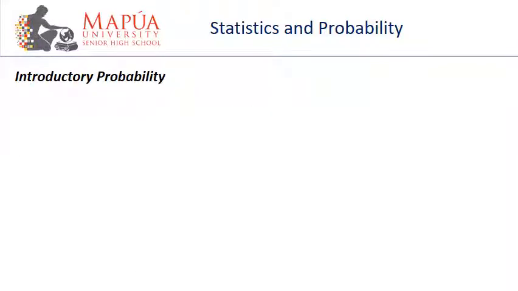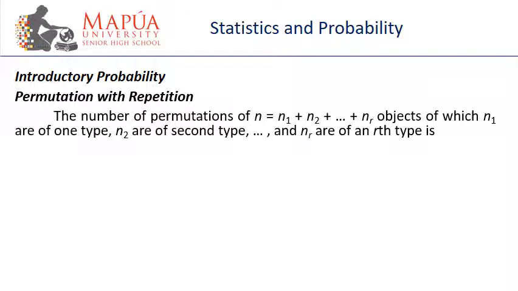There are some special types of permutation, and one of which is the permutation with repetition. Let's define it. The number of permutations of n equal to n sub 1 plus n sub 2 until n sub r objects, of which n sub 1 are of one type, n sub 2 are of a second type, and so on, and n sub r are of an rth type, is n factorial divided by n sub 1 factorial times n sub 2 factorial times n sub 3 factorial, and so on until n sub r factorial.